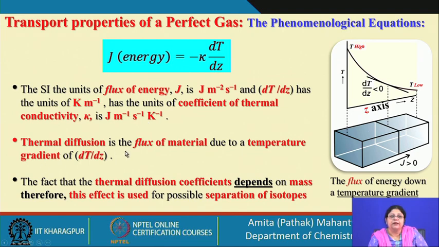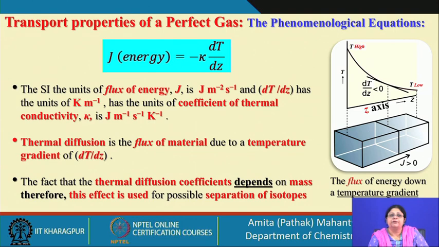Thermal diffusion, as you see, is a flux of material due to a difference in temperature. Pay attention to what I am saying: this is not thermal conduction, I am talking about thermal diffusion. A diffusion process, that means the flux of material, arising out of a gradient in temperature. This thermal diffusion coefficient depends on the mass. Since it depends on the mass, this effect is used to separate isotopes.